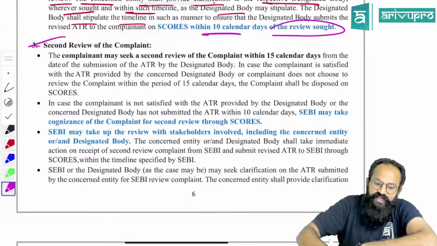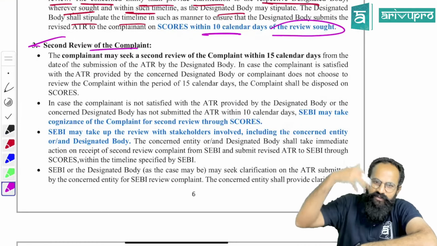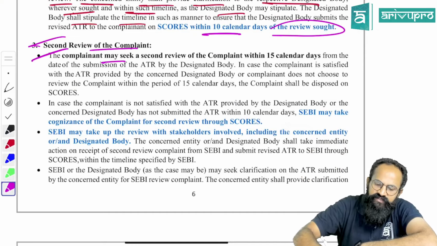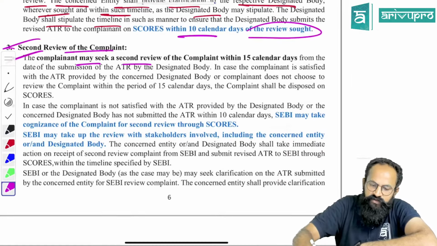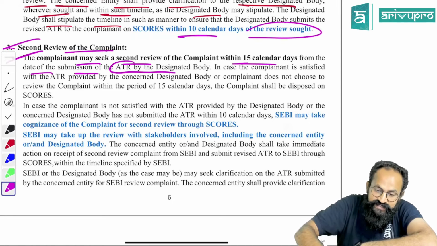Okay, next one. Second review of the complaint. Now, what is happening? Whatever the designated body provided, if you are still not satisfied, what will you do? You will go to SEBI. See here. The complainant may seek a second review of the complaint within 15 calendar days from the date of submission of the ATR by the designated body.